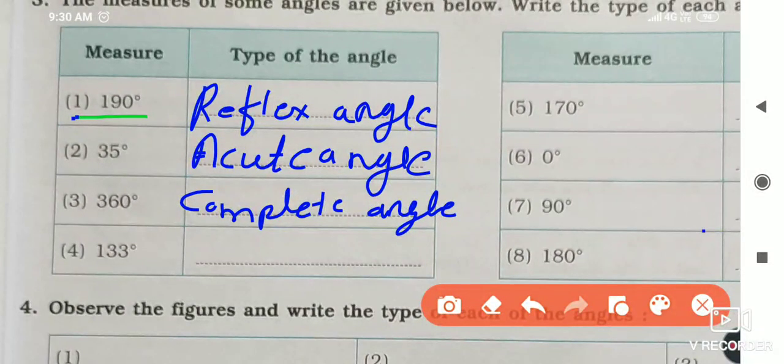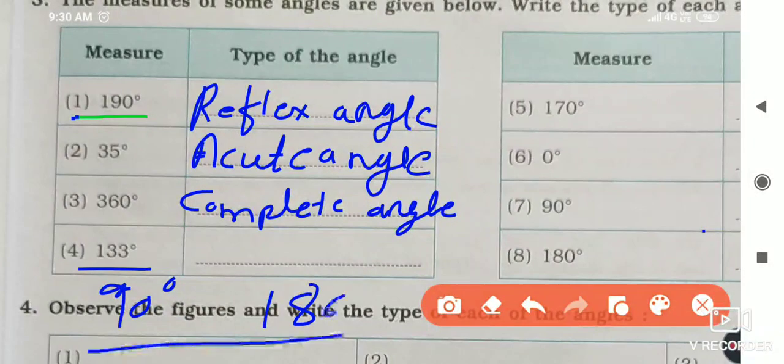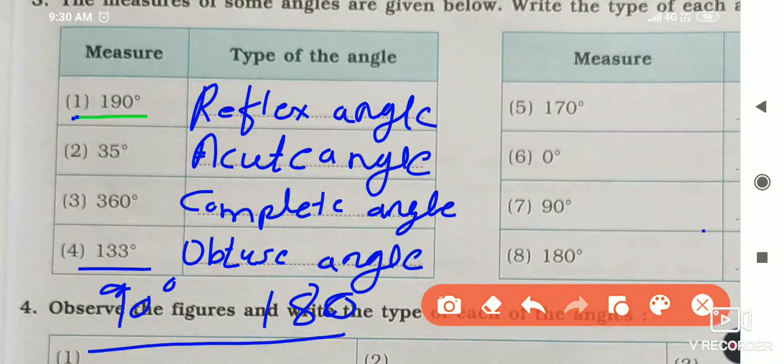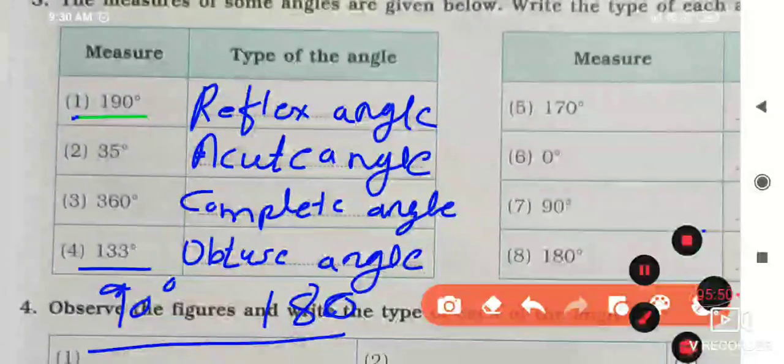Now again the next measure of the angle is 133. So its measure is how much? More than 90 degree and less than 180 degree. And if the angle lies in between these two measures, these angles are called obtuse angles. So these angles are called obtuse, O-B-T-U-S-E, obtuse angle. Okay, so we have completed the first part of the types of angles.